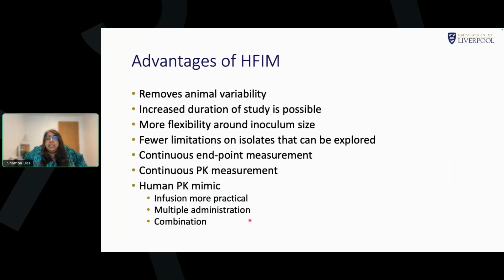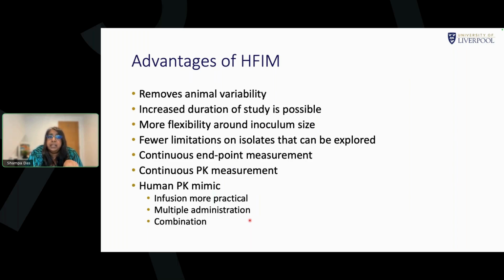Now, it doesn't negate what we can do in animals, because certainly what we're trying to understand is a PK-PD relationship, and we can use our exposure measure and modeling of human kinetics to understand what kind of PK profile you need in humans. But still, there's advantages to being able to mimic the PK profile in an infection model to answer different questions. And I'll give some examples over the next few slides.